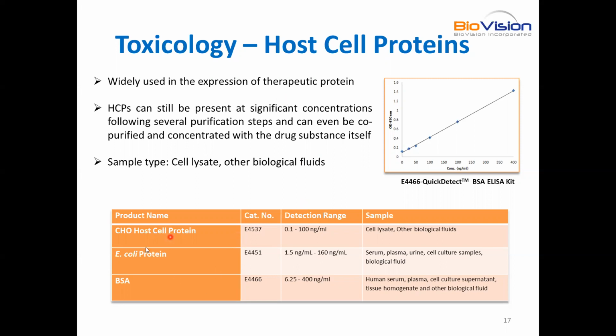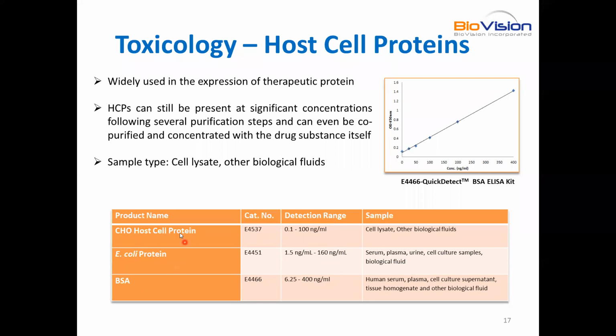So these ELISA kits are very helpful in detecting the host cell protein in biological samples, especially cell lysates and other different biological samples. You can see that these kits can be used for cell lysates or other biological samples like serum, plasma, urine, and they have a broad detection range, 0.1 to 100 nanogram, or 1.5 to 60 nanograms. So high detection range and low sensitivity.